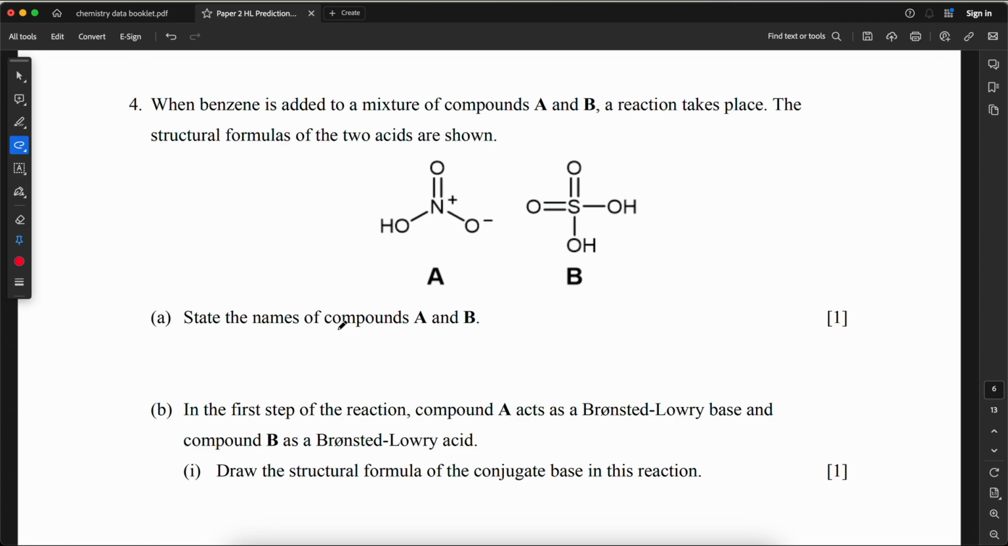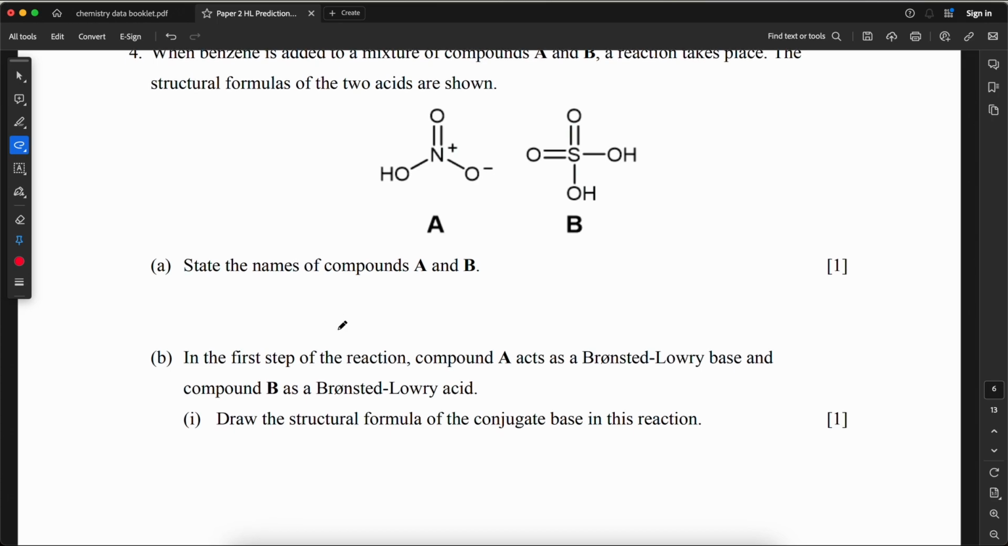When benzene is added to a mixture of compounds A and B, a reaction takes place. The structural formula of the two acids are shown. State the names of compound A and B. Compound A is nitric acid. Compound B, sulfuric acid.